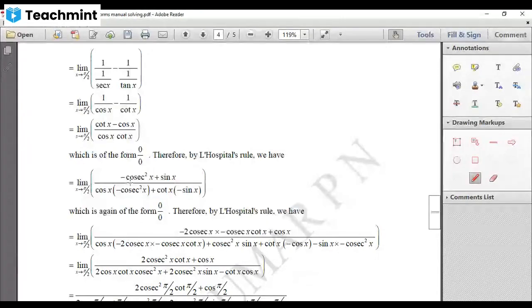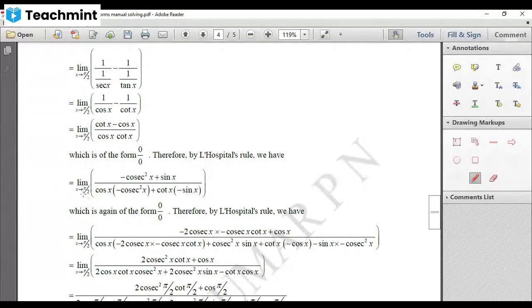Derivative of cot x is minus cosecant square x, minus derivative of cos x is minus sin x. Minus into minus, that becomes plus sin x. And differentiate denominator separately. Derivative of denominator, you have to apply product rule. Keep cos x as it is. Derivative of cot x is minus cosecant square x, plus cot x as it is, derivative of cos x is minus sin x.